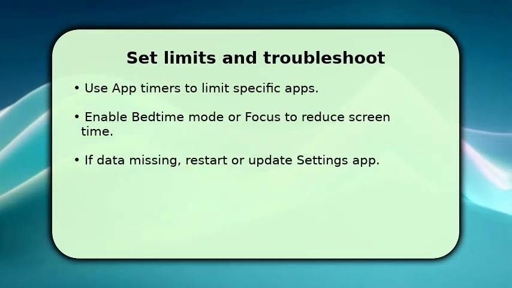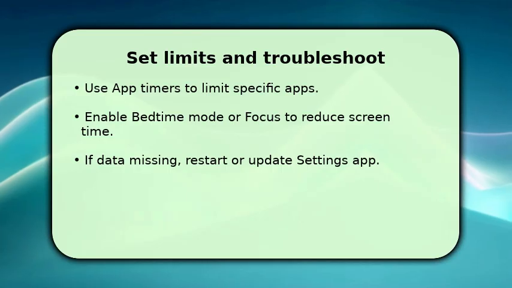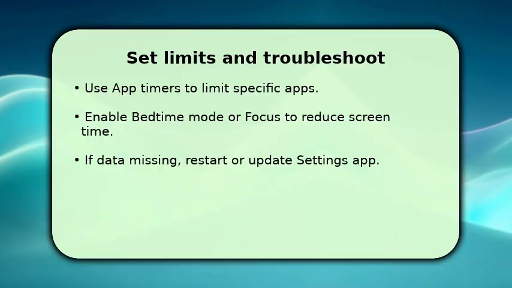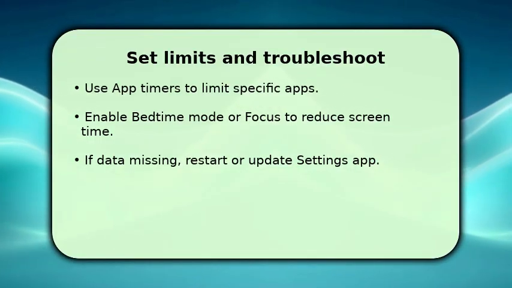If you don't see expected data, restart the phone and check for a settings update. Clearing settings cache or toggling digital well-being off and on often restores tracking. That troubleshooting step fixes most missing data issues.